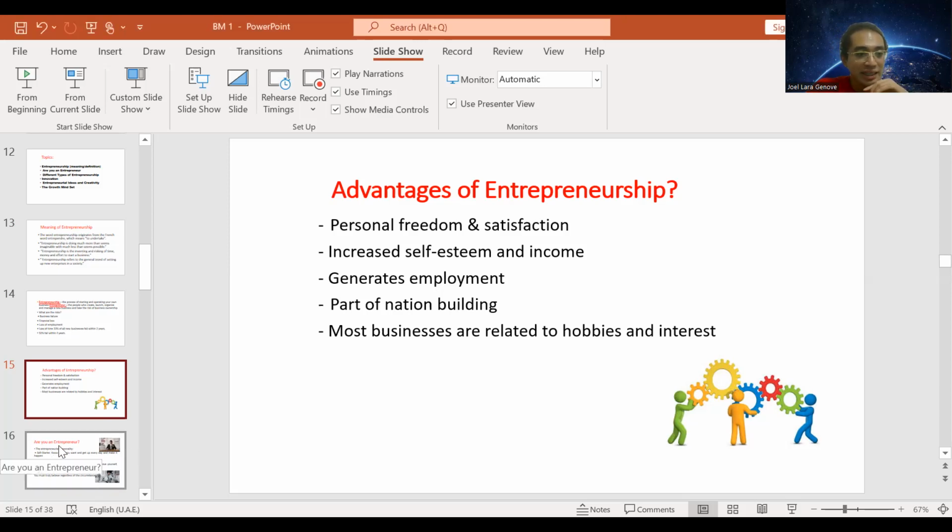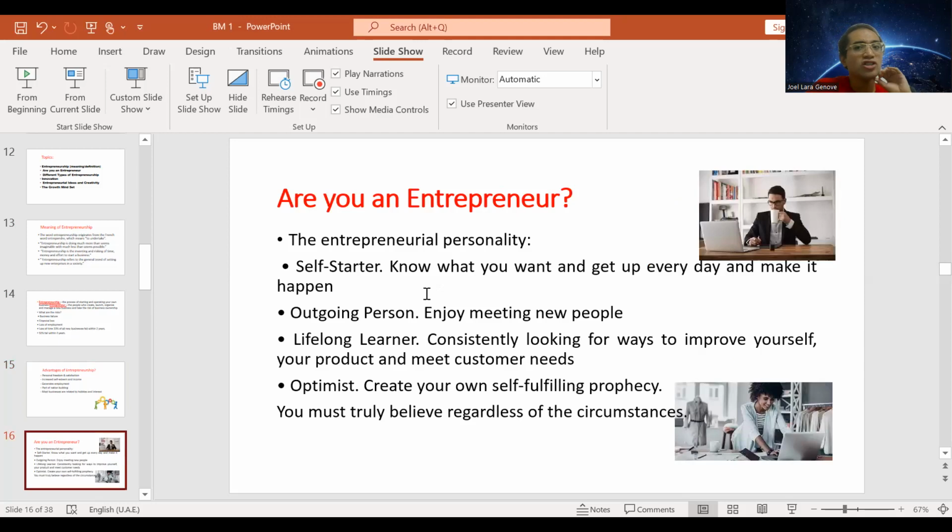Next, page 16. Are you an entrepreneur? The entrepreneurial personality: self-starter, you know what you want and get up every day and make it happen. Outgoing person, enjoy meeting new people. Lifelong learner, consistently looking for ways to improve yourself, your product, and meet customer needs. Optimist, create your own self-fulfilling prophecy. You must truly believe regardless of the circumstances. Those are the attitudes of an entrepreneur.